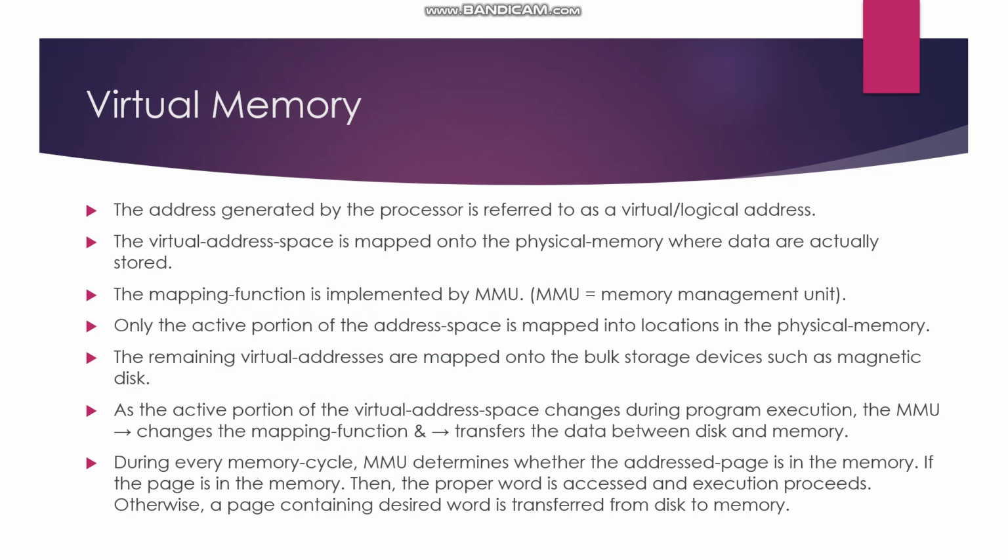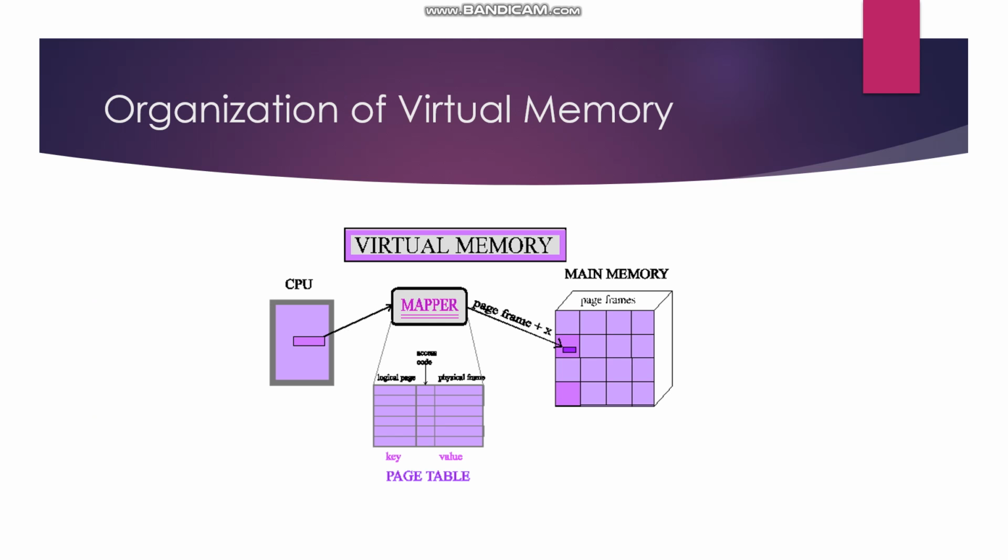During every memory cycle, the MMU determines whether the addressed page is in the memory. If the page is in the memory, then the proper word is accessed and execution proceeds. Otherwise, a page containing the desired word is transferred from disk to memory. This is the organization of virtual memory, which is connected to the mapper by the CPU, which has logical page and physical frame in the key and value of the page table.